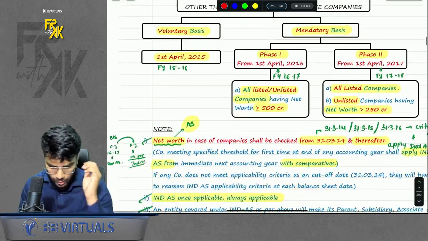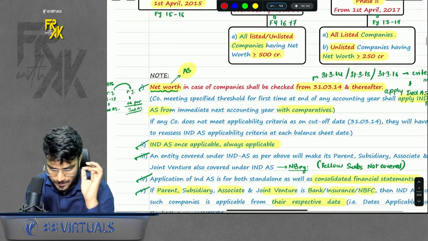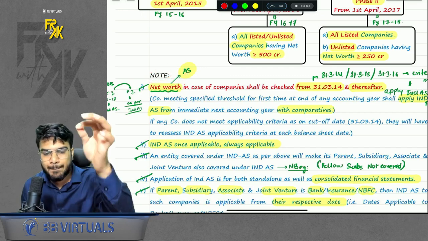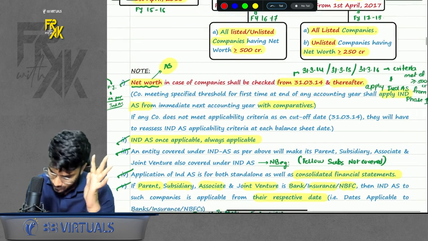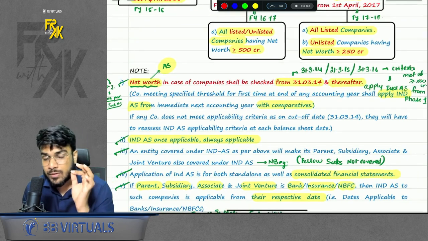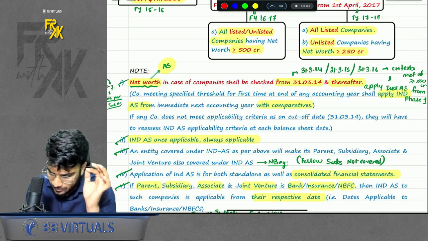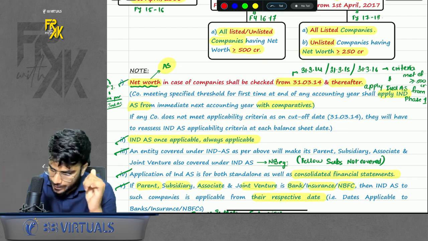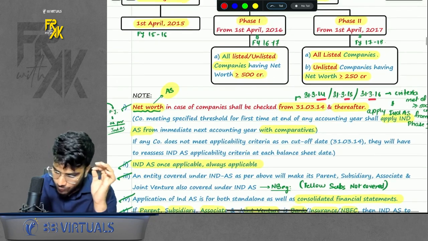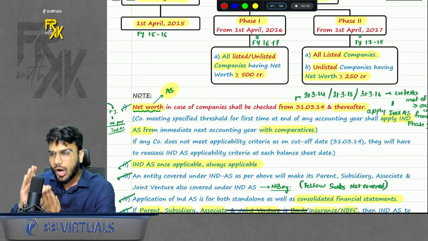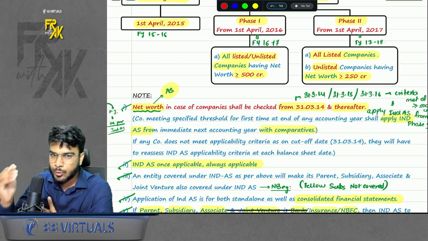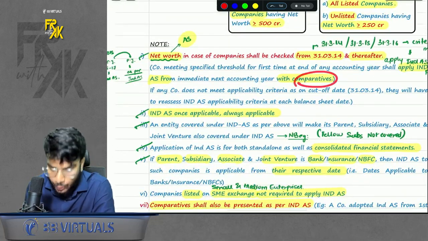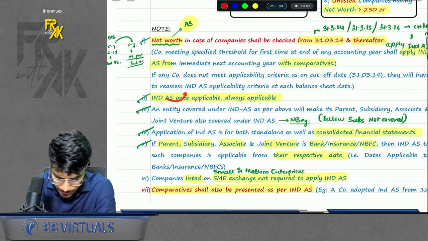Simple. Now, some important points to be discussed. First point, the calculation of net worth will be as per AS and not Ind AS, because as of now, the balance sheet available with us is as per AS only. Okay. Next point, the net worth which we should check, we should start checking from 31st March 14 and thereafter. That means if the net worth criteria of 500 is met in 14, 15 or 16, then you will fall under phase 1. If it is met thereafter, or the net worth is less than 500 and greater than or equal to 250, then you will fall under phase 2. Okay, do remember, if you are applying Ind AS, apply it to your current year comparatives as well. Ind AS once applicable, always applicable.